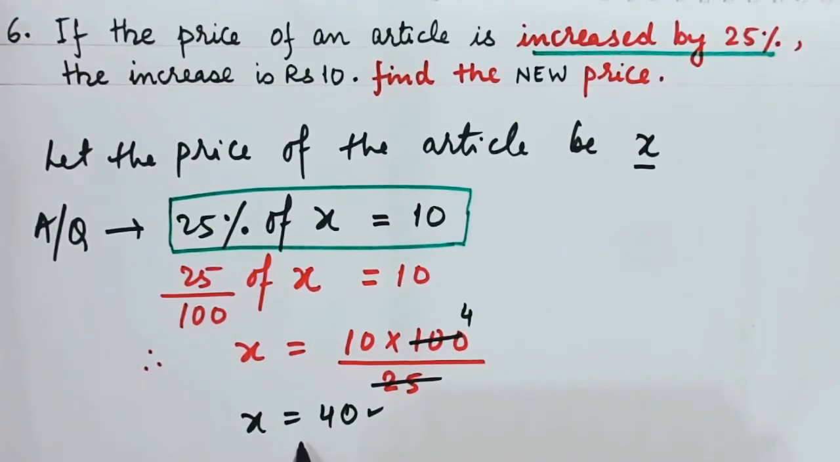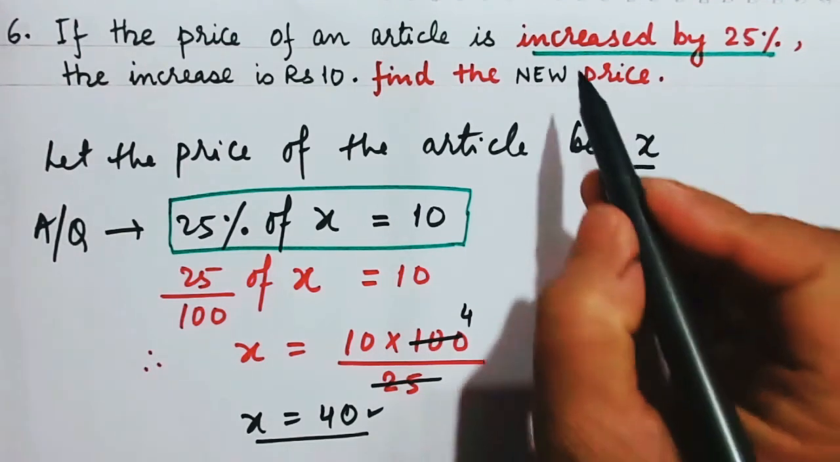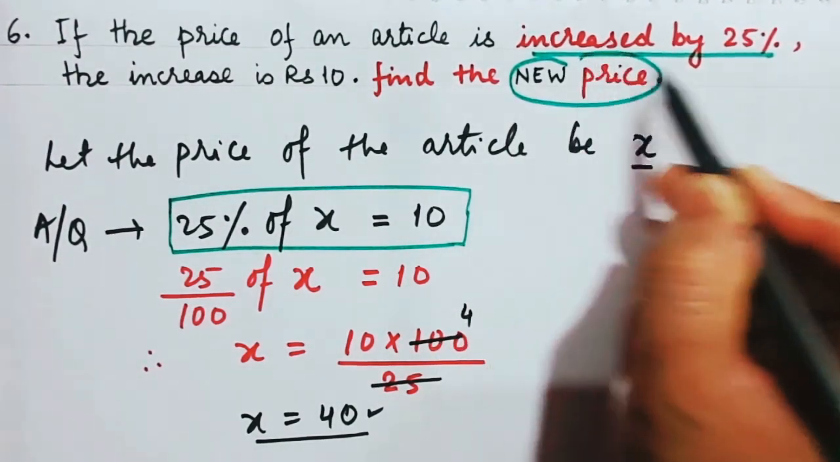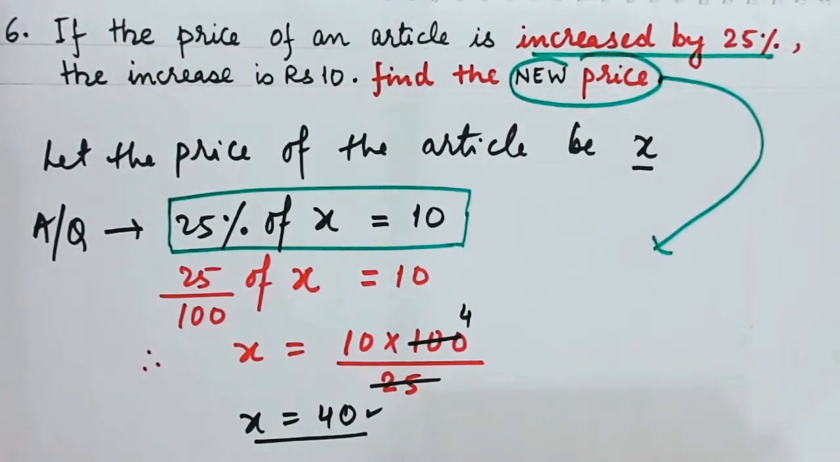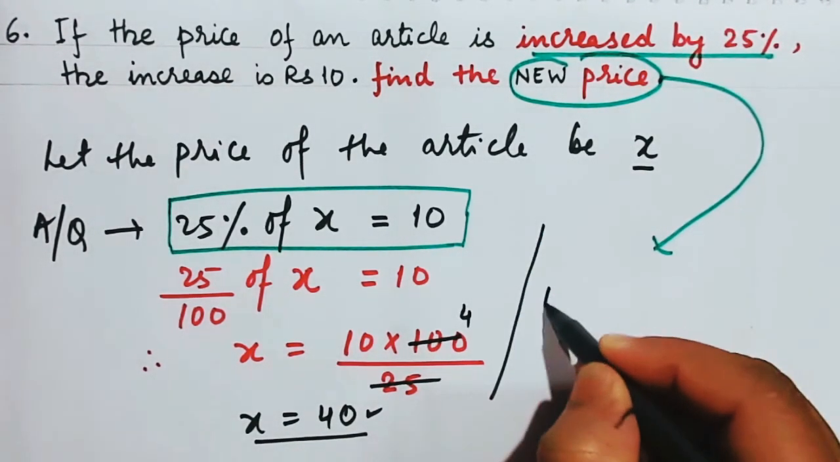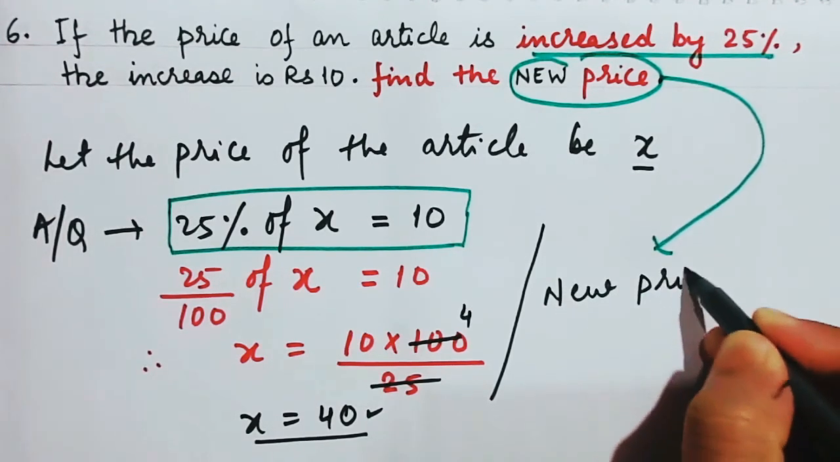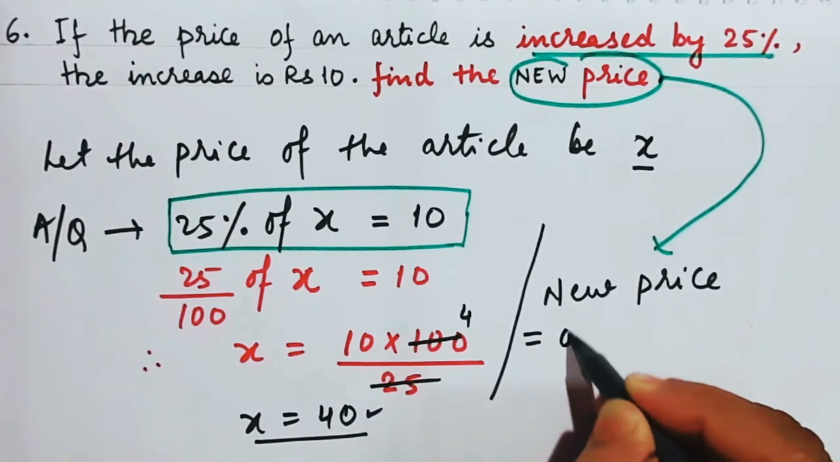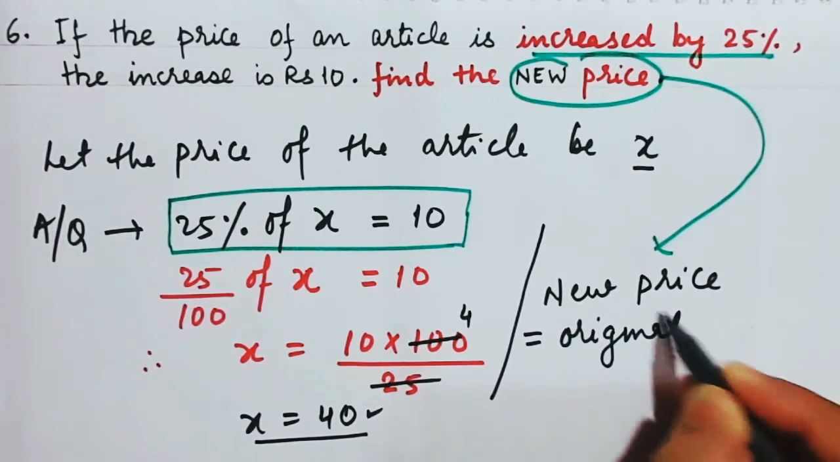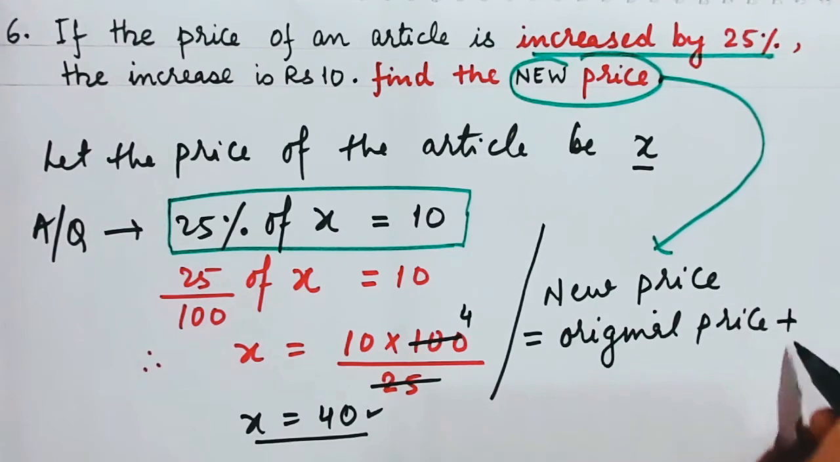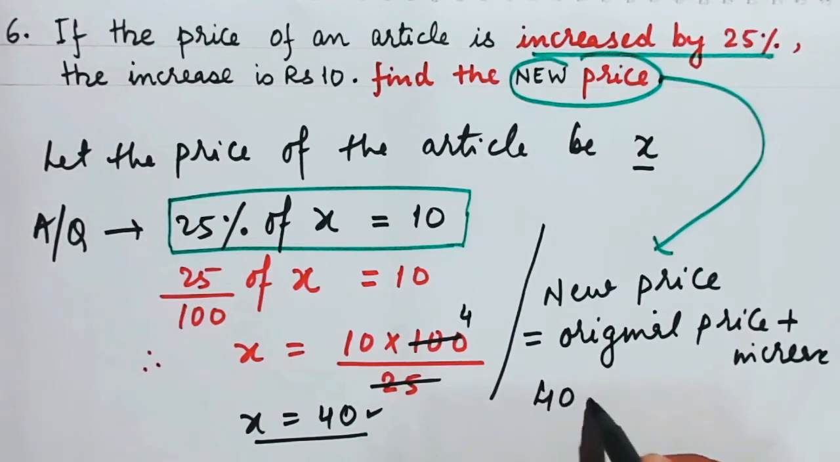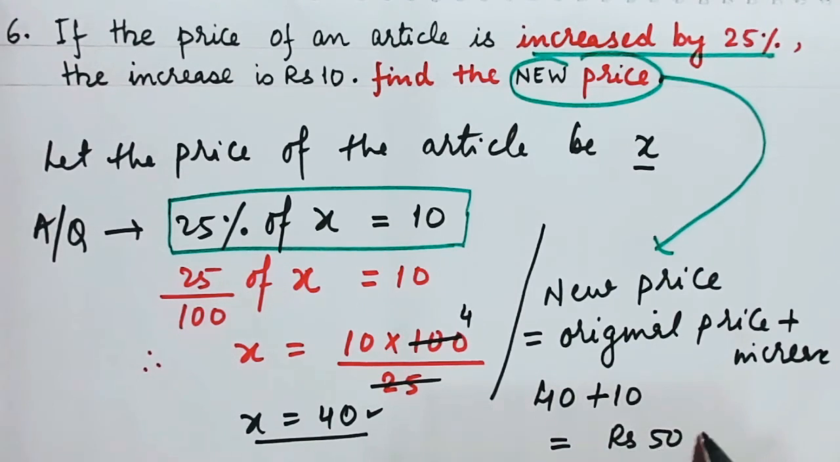So what was this? This was your original price. What are they asking? They are asking you the new price. So my dear, the new price which they are talking about will be equal to the original price plus increase. This means original price was 40, increase was 10, is equal to rupees 50, which is your new price.